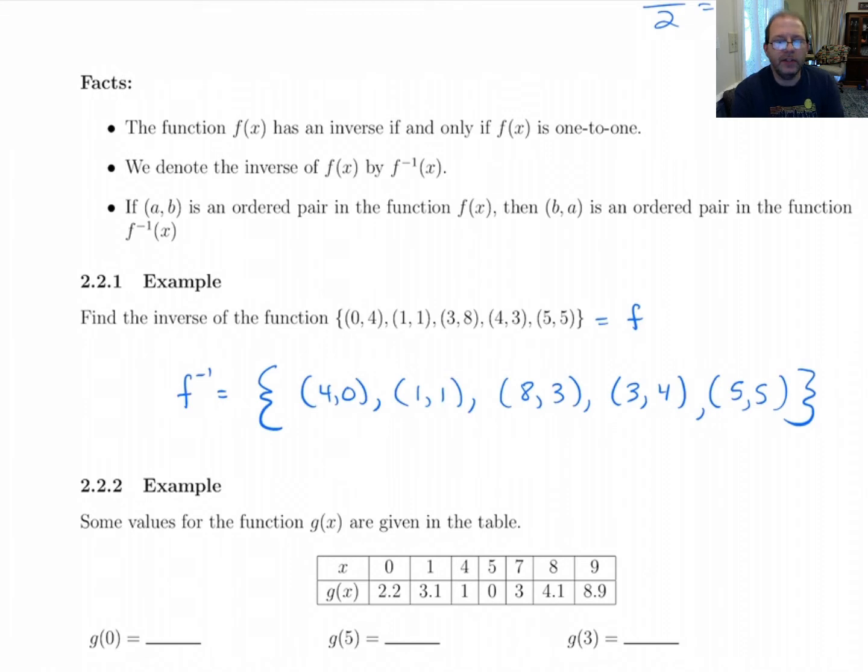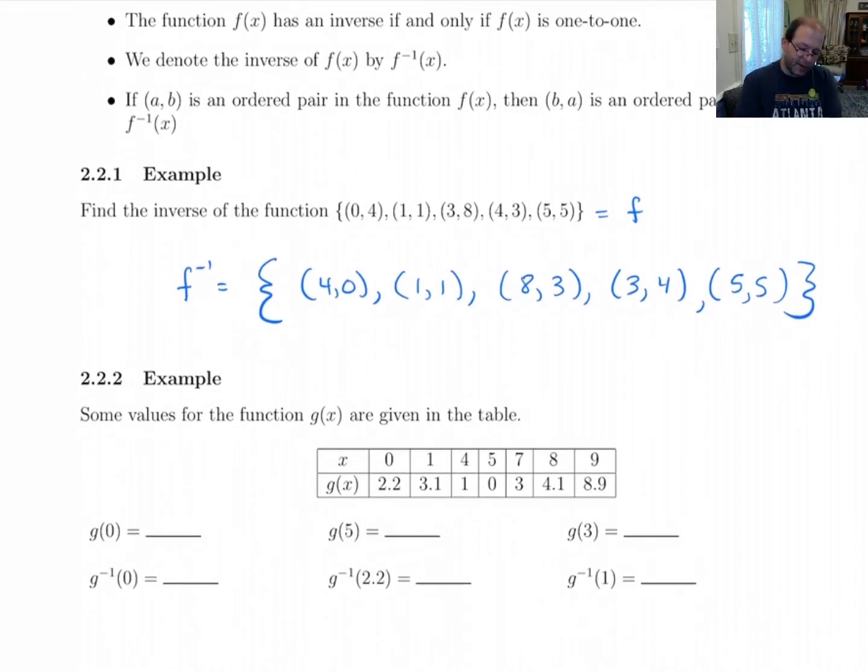Now, this actually demonstrates why a function has to be one-to-one in order to have an inverse. Because down here, if we check this and say, is this f inverse, is this actually a function? Well, we have to look at all the x coordinates. And they're all different, therefore it is a function. So the requirement that f is one-to-one is the same as requiring that its inverse is actually a function.